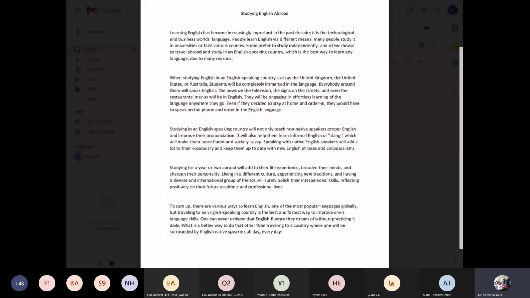Let's move to the third body paragraph and see whether she has stopped there or not. It will add to their life experience. And broaden their minds and sharpen their perception.